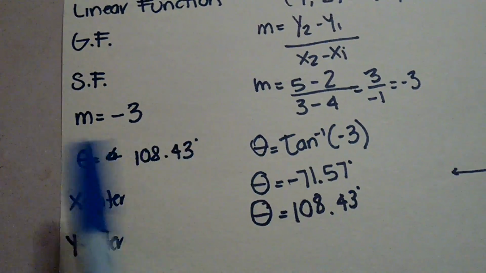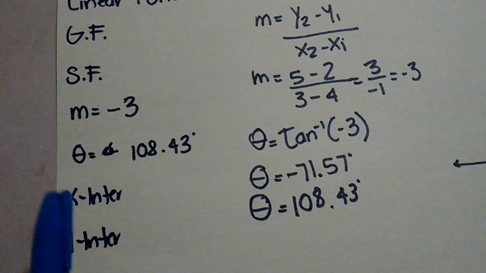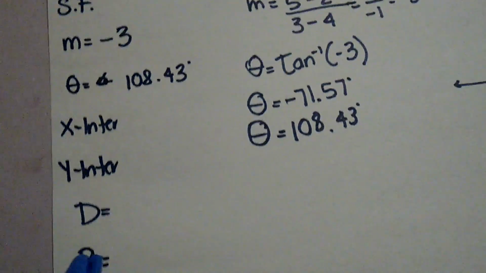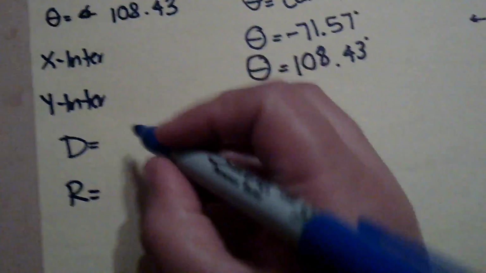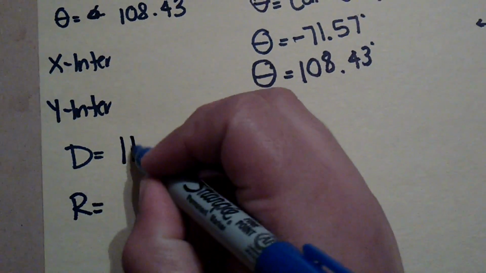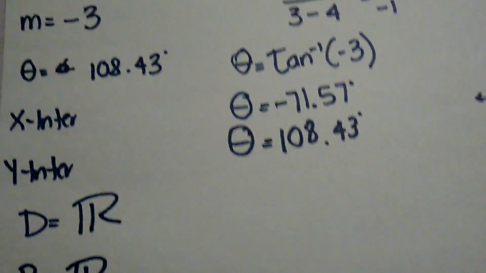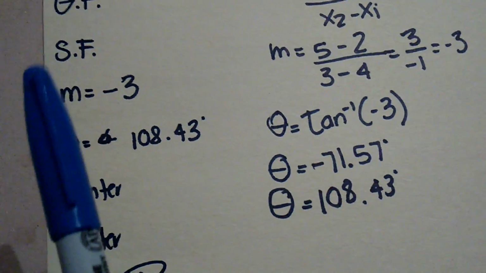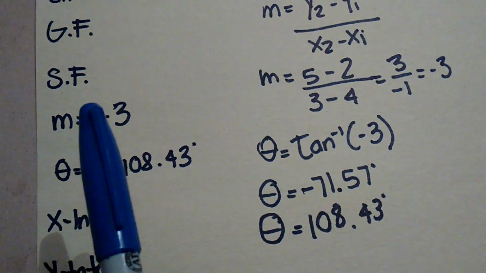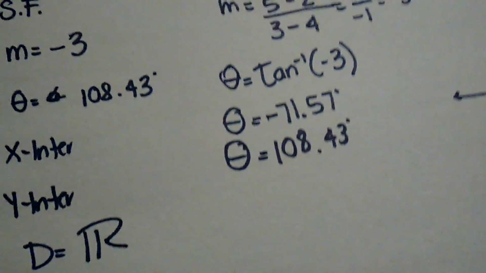Now, what is missing? Missing are the general form, standard form, x-intercept, y-intercept, domain and range. Well, domain and range, as easy as it is going to be, real numbers. You have the slope from the slope form, but it's missing the b.